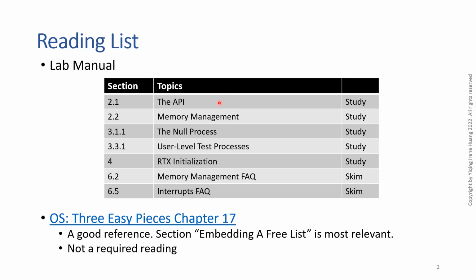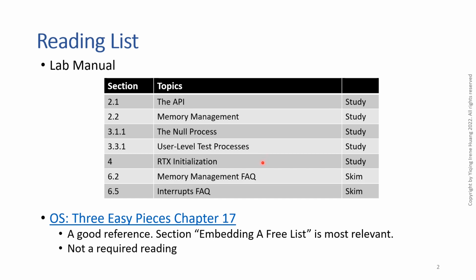So this talks about the overall API, you need to study it. And then Section 2.2 gives the detailed specification about memory management API. Then starting from Chapter 3, we're going to talk about processes, and the very first one is the null process. So you want to take a look at this one. And then 3.3.1, we talk about 6 user-level test processes where we specify the output format. I've updated the lab manual with the updated output format requirement. Please pull the latest lab manual from GitHub.